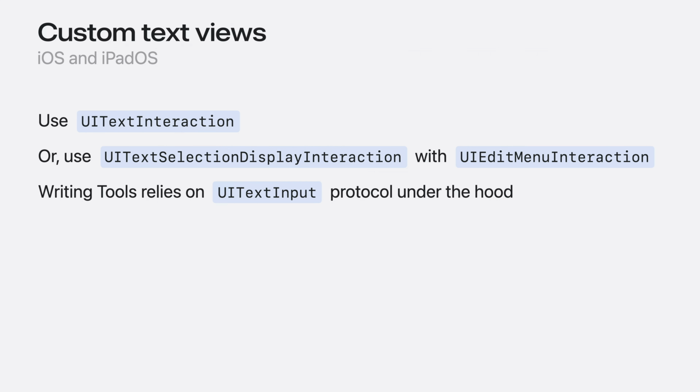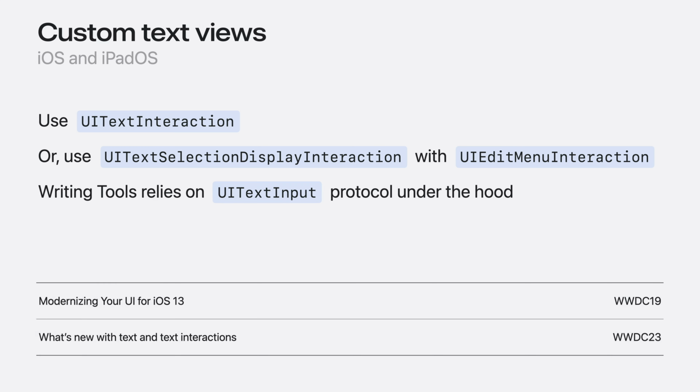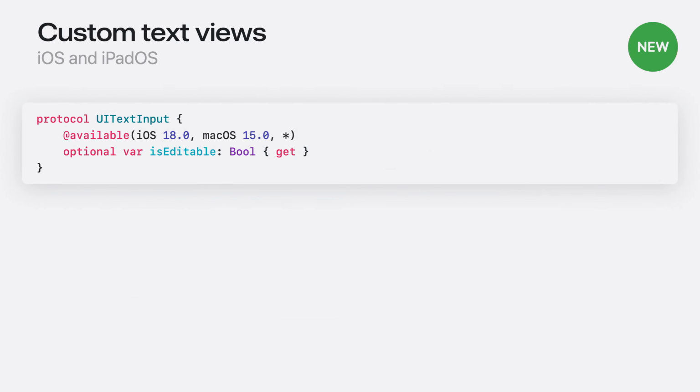If you can't use UITextInteraction, you can also adopt UITextSelectionDisplayInteraction with the UIEditMenuInteraction. Under the hood, WritingTools relies on the UITextInput protocol to read and write the text and to anchor the popover. For more about text interactions, check out some amazing previous WWDC talks. For text views that don't use text interactions, we've added a new optional property, isEditable, in UITextInput protocol. Adopt that to indicate if your text view supports editing.